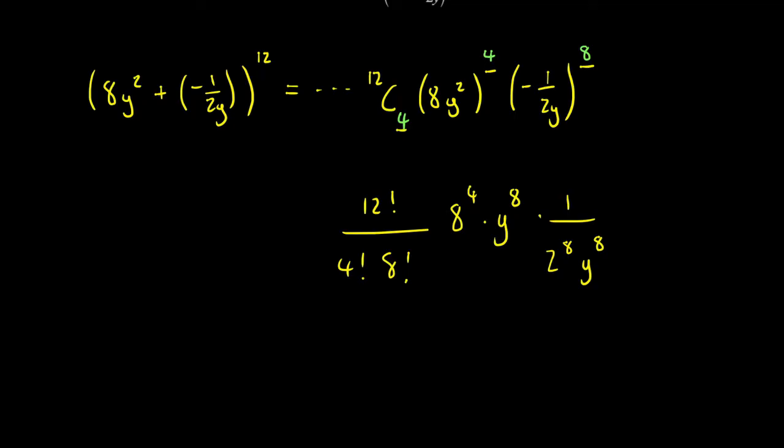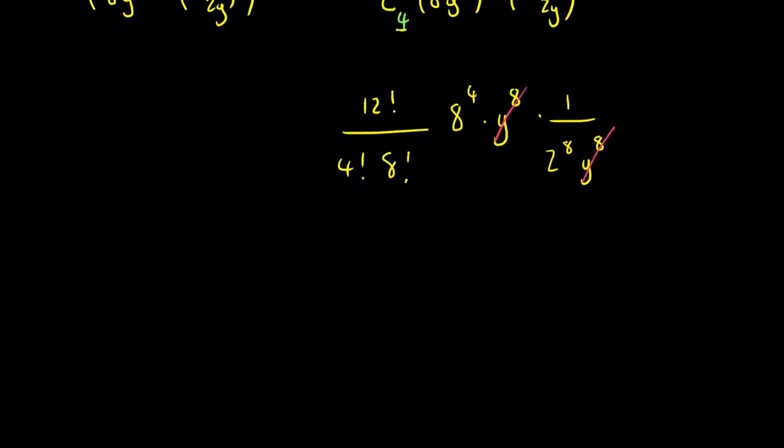Now, those y's are going to cancel off. That's what we like. And I just want to show you that hopefully we can also do this without a calculator, or at least get some way. So this thing here, I've got 12 times 11 times 10 times 9 times 8 times 7 times 6, and so on. But it's divided by 8 times 7 times 6 times 5.